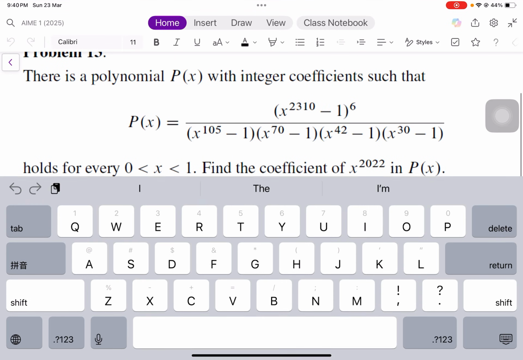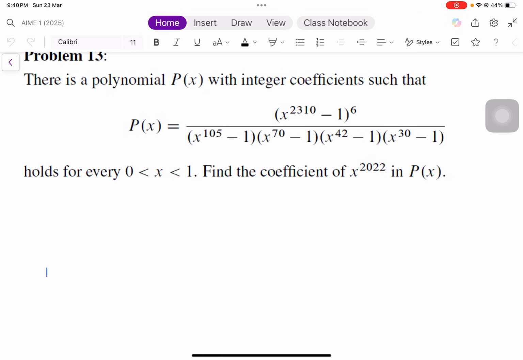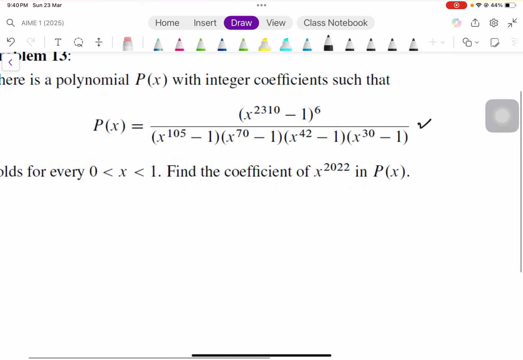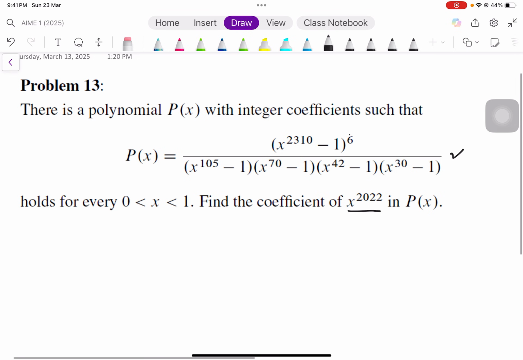There is a polynomial P(x) with integer coefficients such that you are given this expression, which holds for every x between 0 and 1. Find the coefficient of x to the power of 2022 in P(x). For this question, you can split this power 6 into a square multiplied by power 4, times power 1.